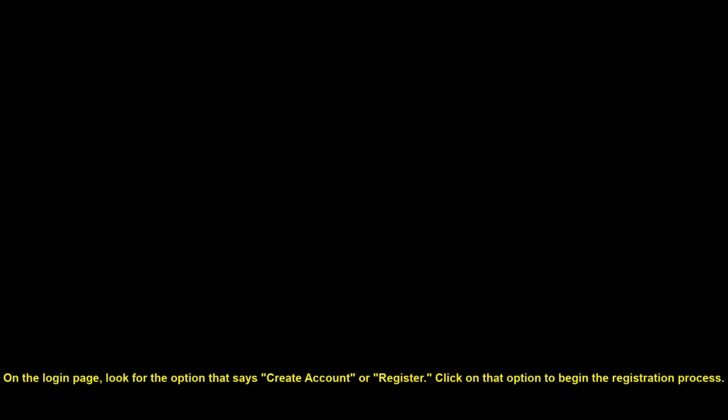If you do not have an account yet, you will need to create one. On the login page, look for the option that says Create Account or Register. Click on that option to begin the registration process. You will need to provide personal information, such as your name, social security number, and date of birth. Prepare to verify your identity, which may involve answering security questions or receiving a verification code via email or phone.